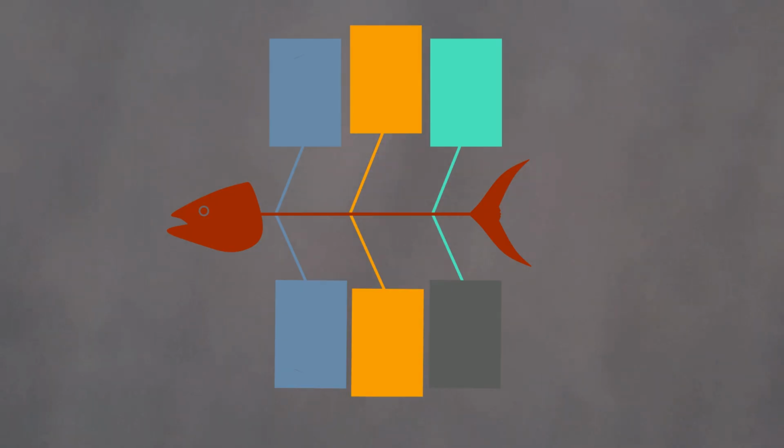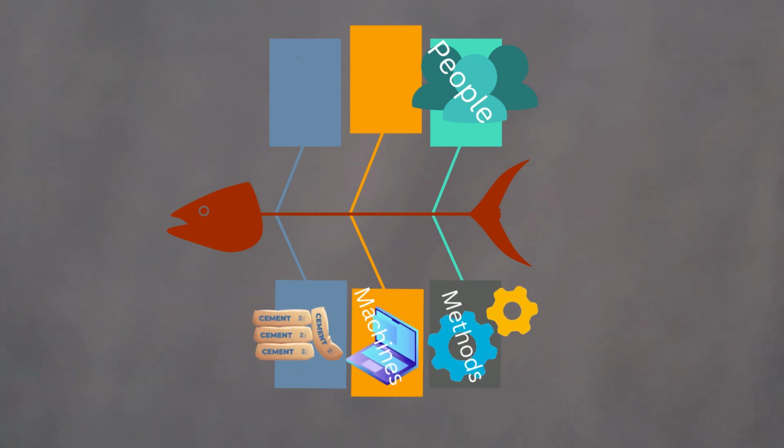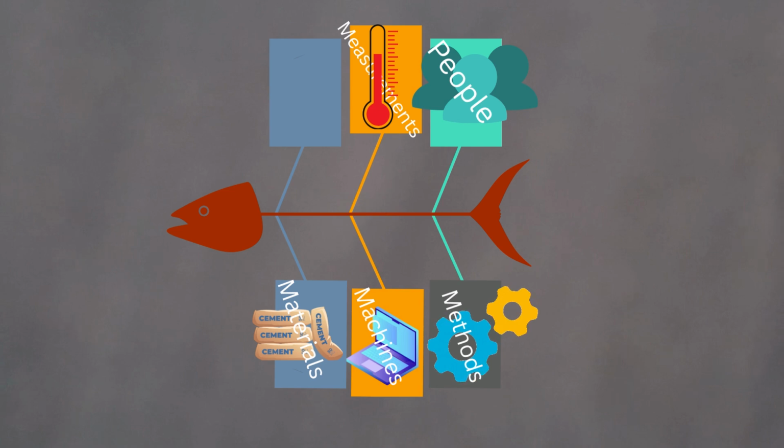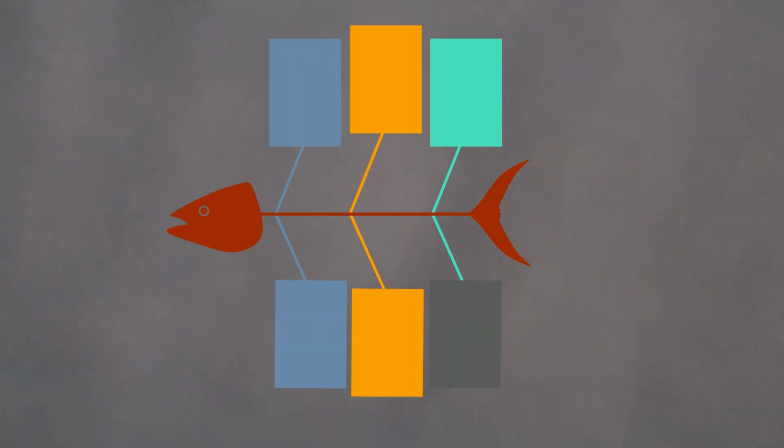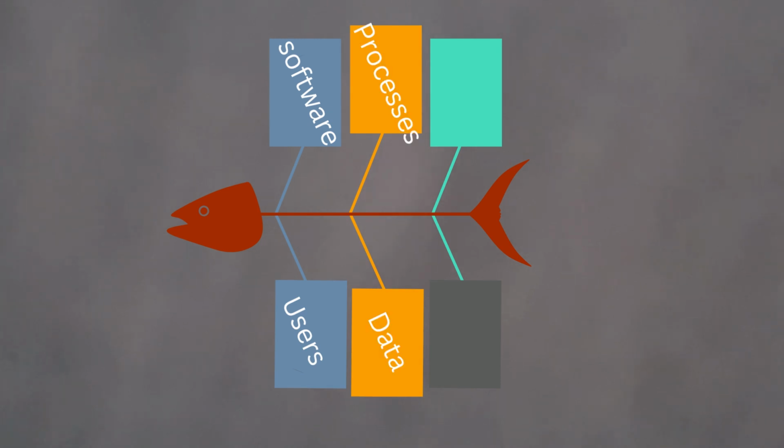Draw a straight horizontal line. This is the spine. Then draw 4 to 6 diagonal branches. These are your major cause categories. Like in manufacturing, they use the classic 6 M's, that is, people, methods, machines, materials, measurement, and mother nature. But you can adapt to your content. Like in IT, you might use things like software, users, processes, data, and hardware.